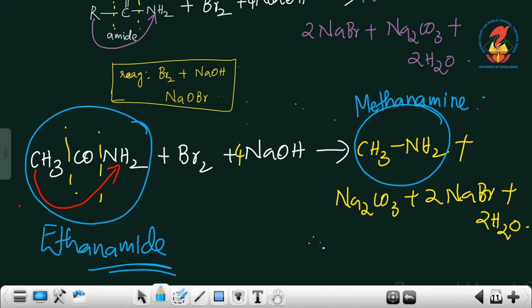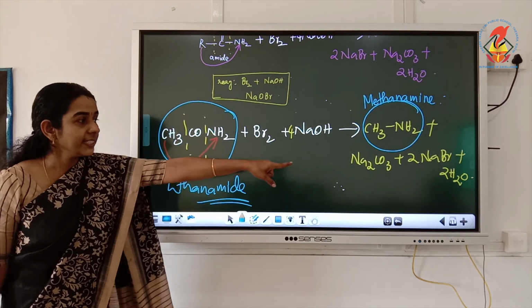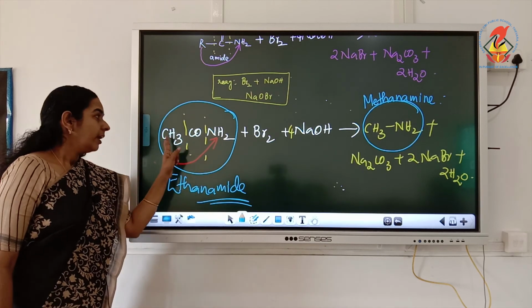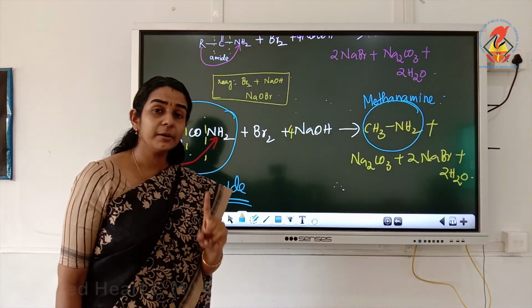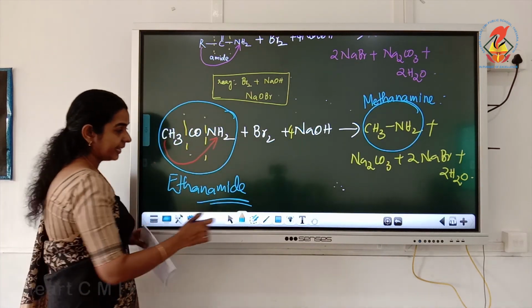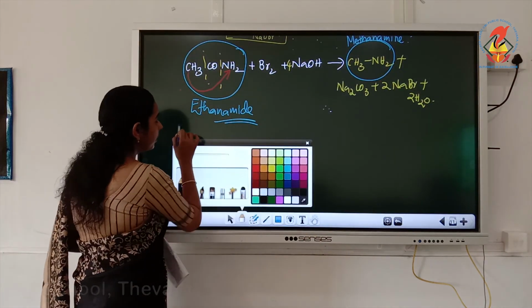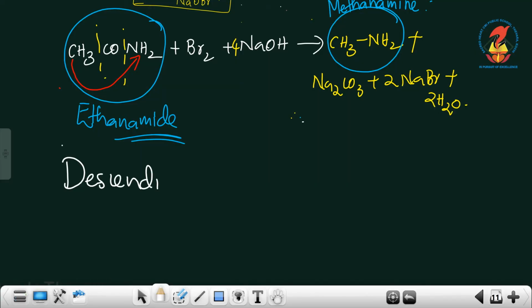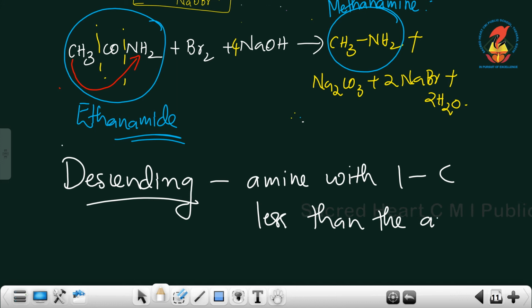That means there is a decrease of 1 carbon, because this CO group will be removed as Na2CO3. So after the reaction, the amine that we are getting will have 1 carbon less than the amide we are taking, and such series are known as descending series. So Hofmann-bromamide reaction is a descending series. Why is it known as descending series? The reason is we are getting amines with 1 carbon less than the amide.